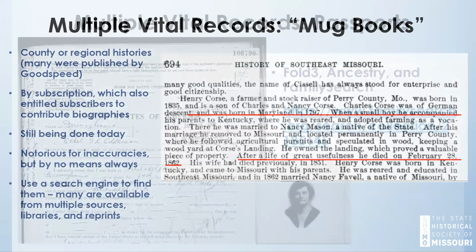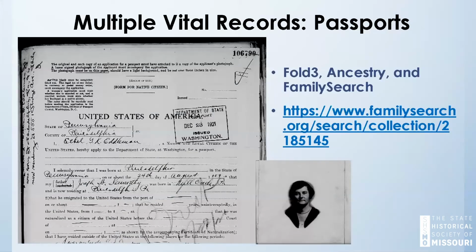Another source for vital records is passports, and some of these are on FamilySearch. Here's an example. These will give you birth dates and a lot of times relatives' names.